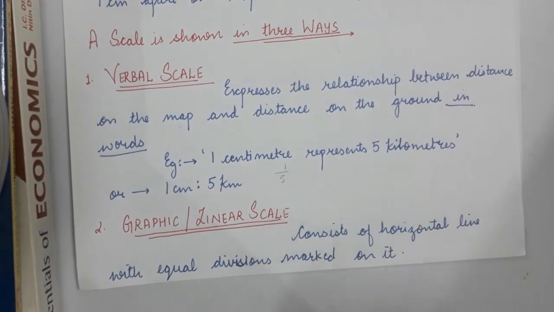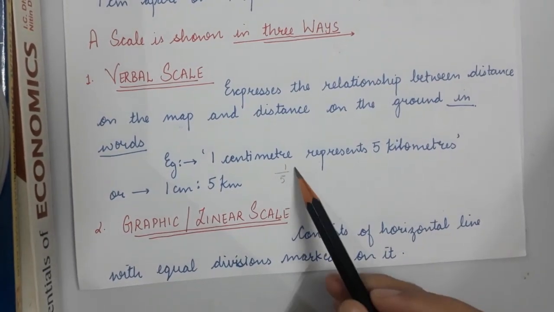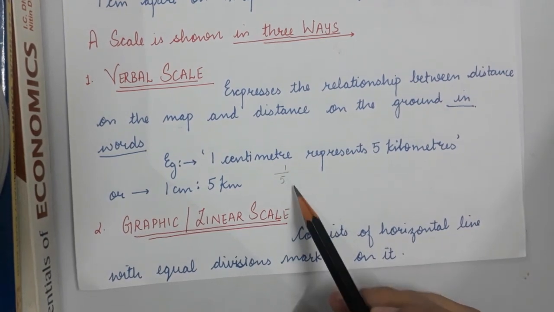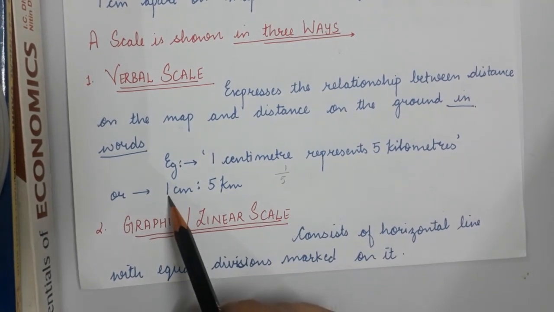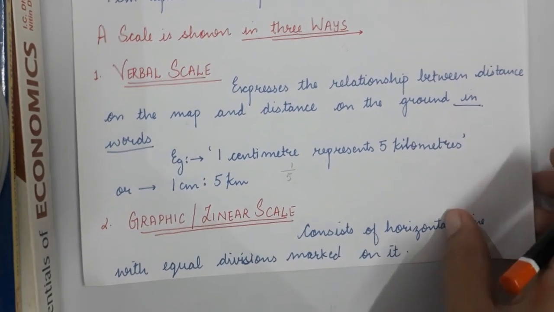This is okay, but we can't take a fraction in different units, so you don't have to write it this way. You have to express it as 1 centimeter is equal to 5 kilometers. Next is the graphic, or linear, scale.